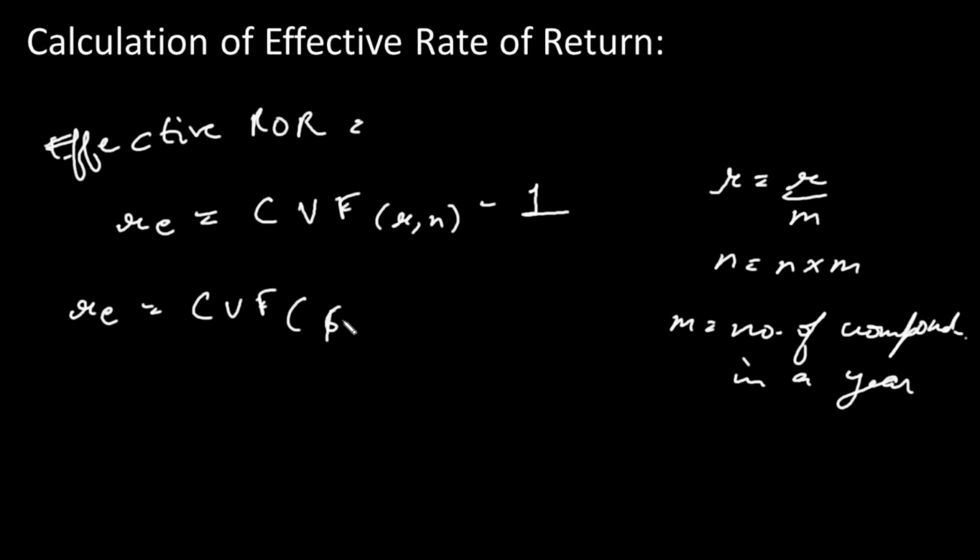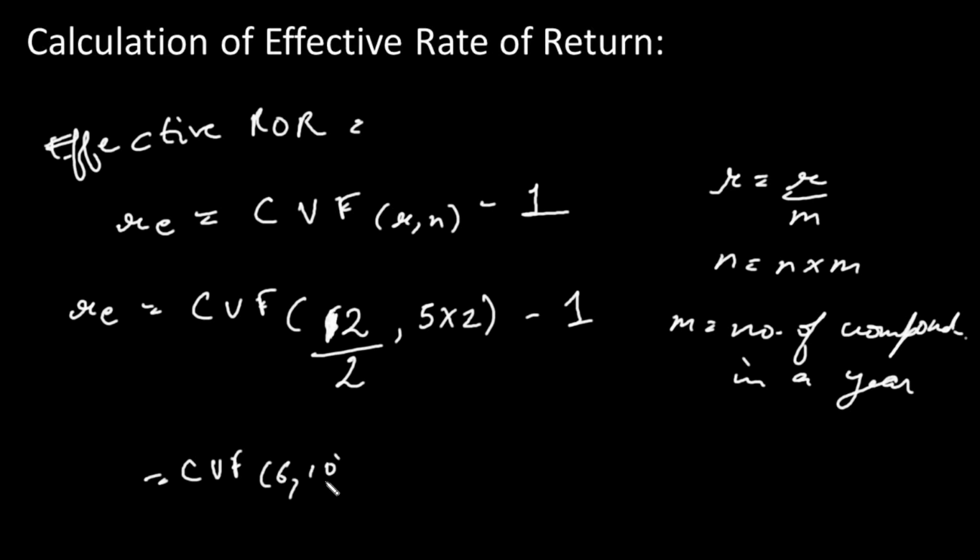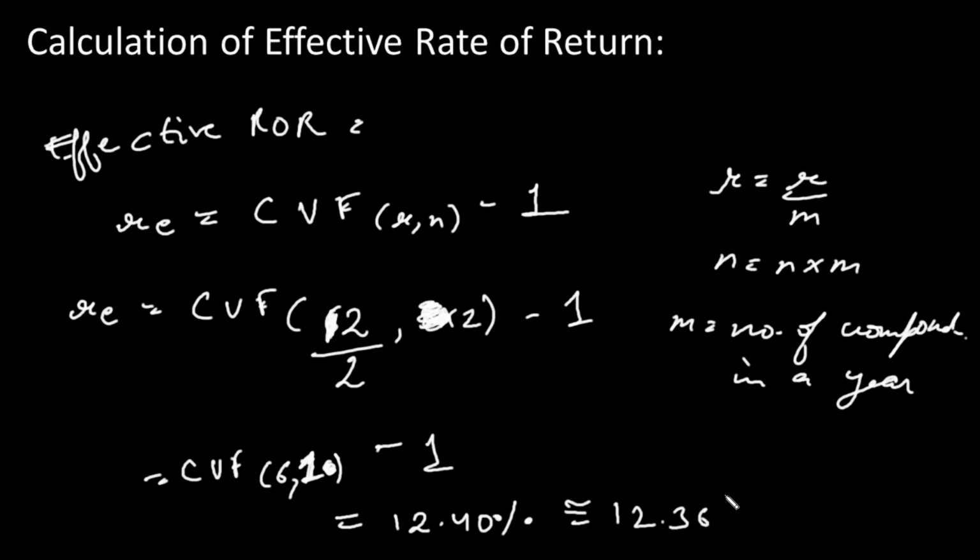हमने 12% को सेमी एनुअली कर रहे थे, six and so no, it wasn't for 5 years, it was for 1 year, right? So 6 and 1. So this amount would come out to be approximately 12.40%, which is close to 12.36, which we calculated earlier, right? So this is the formula for effective rate of return.